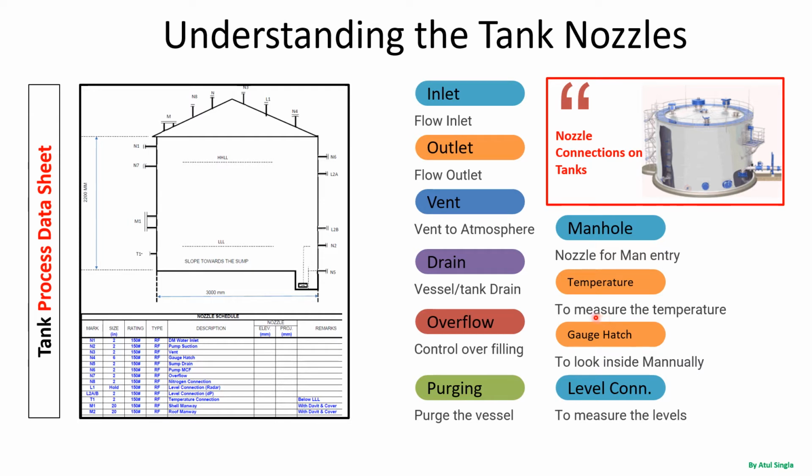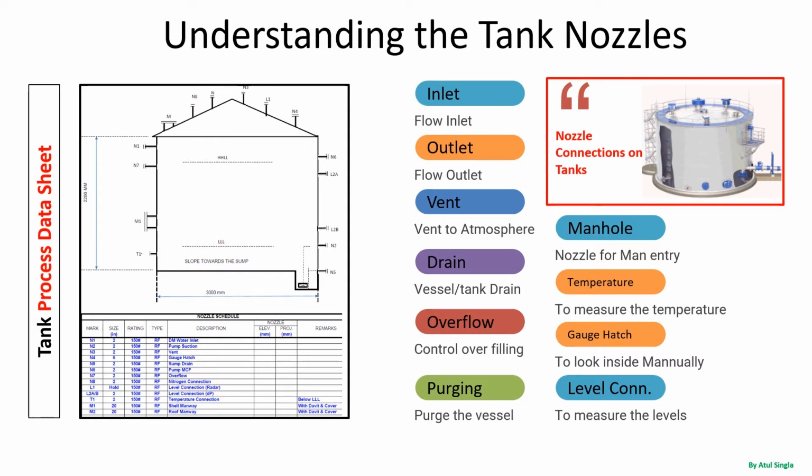This is again something at the top. It is nearly like a manhole, but we are not entering into it. We can look into the tank through this nozzle manually. Again, level connections. There may be different kinds of levels. If you look, there are a few level connections, some differential pressure connections, and maybe a radar type. They have their own purpose.